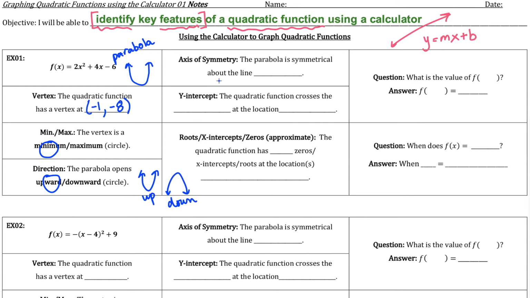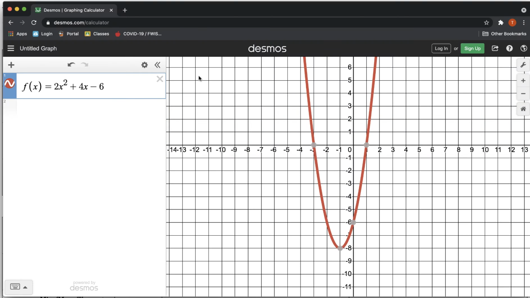Axis of symmetry. The axis of symmetry is the line that cuts it in half. And let's see, the line that cuts it in half would be right here, right? If you notice, it goes bam, bam, bam, bam, bam, bam, bam.